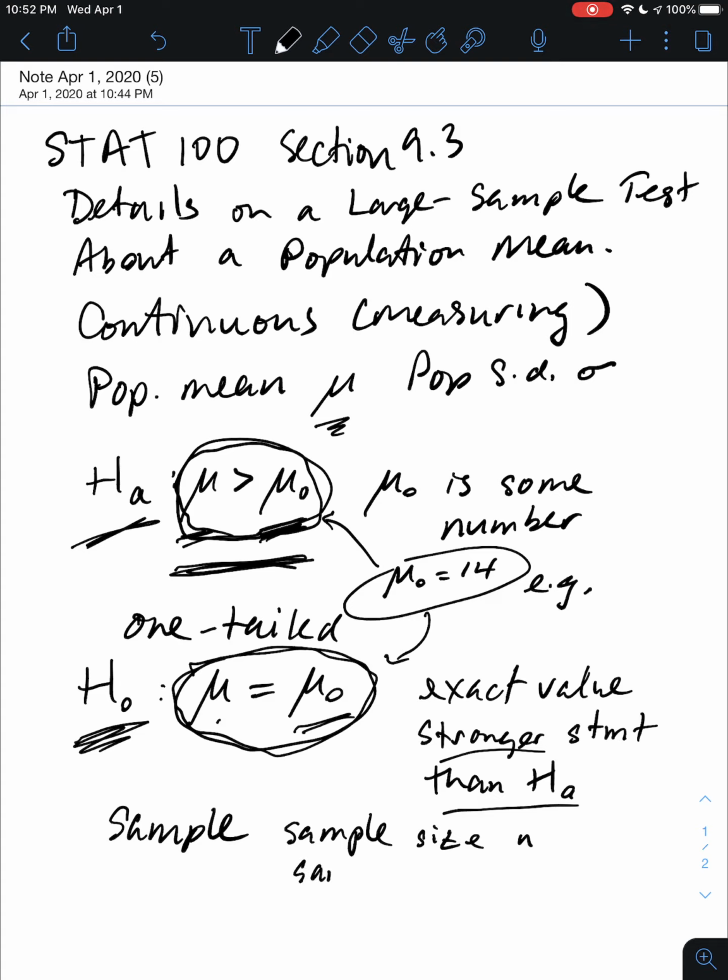The sample mean is x bar, and the sample standard deviation is s. So these are all the usual letters for talking about a sample. Now, we are interested in establishing a contradiction, or a kind of contradiction, as I explained last time.